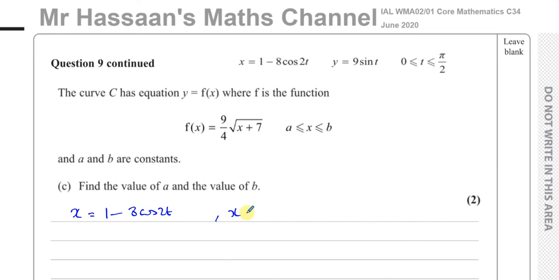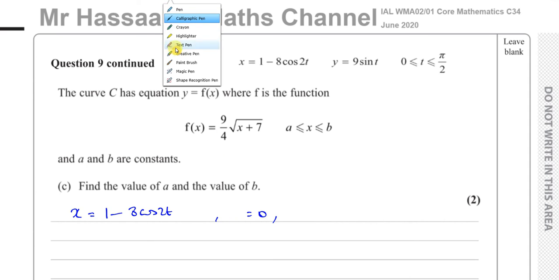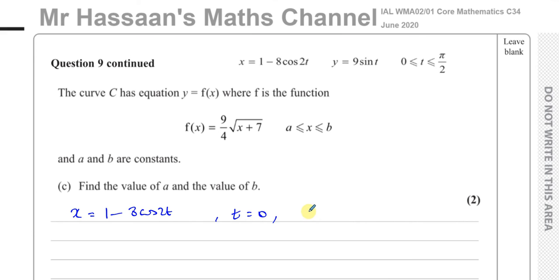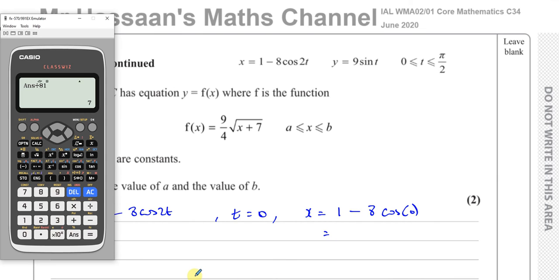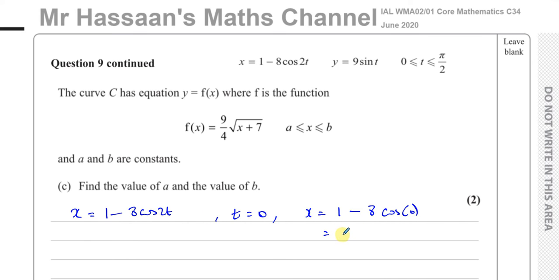So we can say when t is equal to 0, not x, when t is equal to 0, then x is equal to 1 minus 8 times cosine of 0. Now the cosine of 0 is 1. So this is going to be 1 minus 8 times the cosine of 0, and that gives us negative 7. So that's one of the limits.